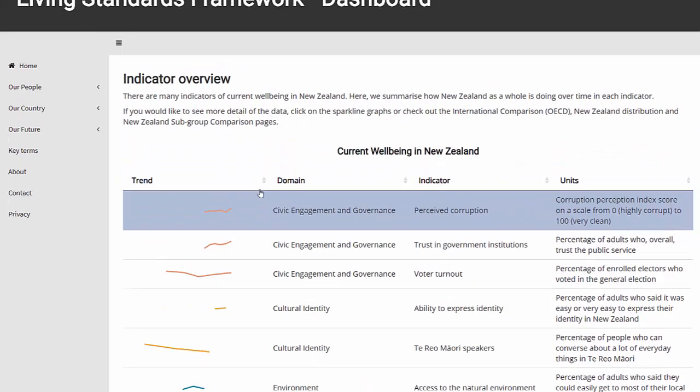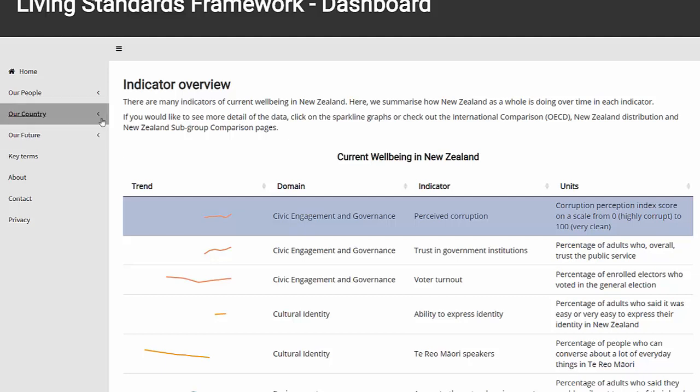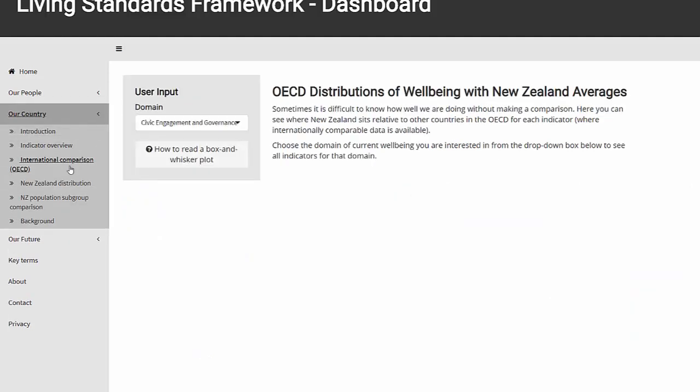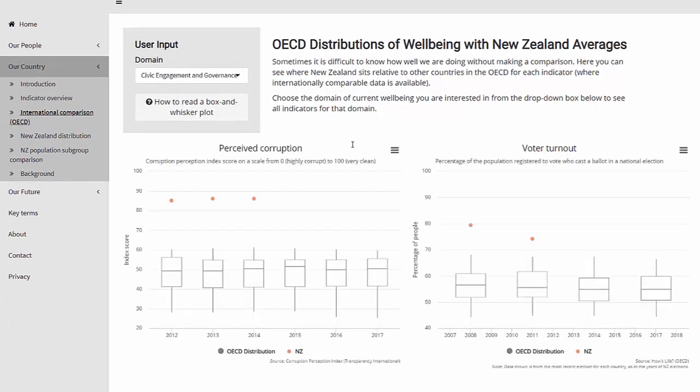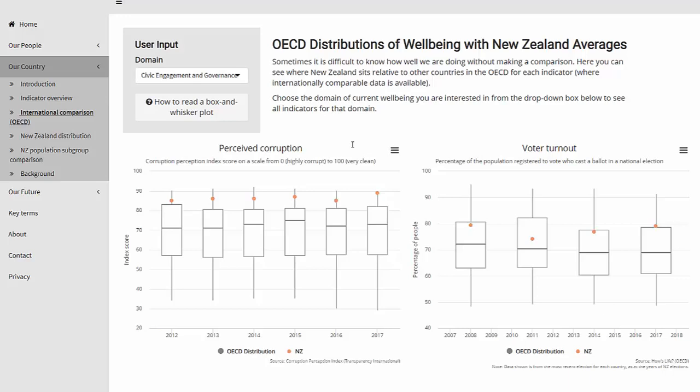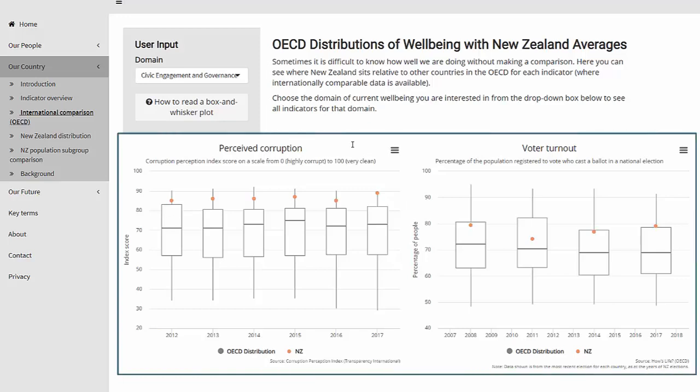Next, we'll look at comparing well-being in New Zealand with the rest of the OECD. The OECD is an organisation comprised of 36 high-income democratic countries, including New Zealand. OECD stands for the Organisation for Economic Cooperation and Development. Box and whisker plots are great for measuring how well we're doing relative to other countries in the OECD.